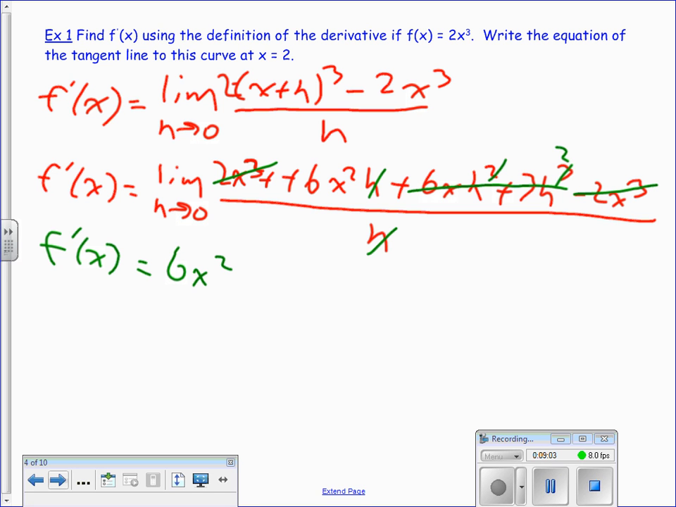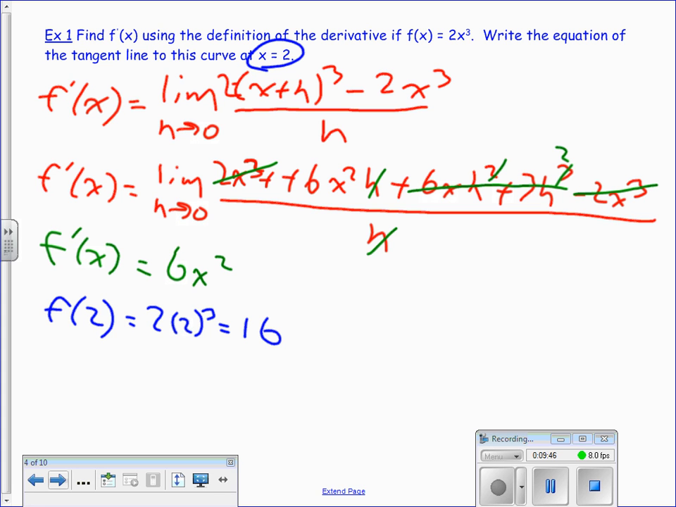Now, part 2 of this. Write the equation of the tangent line to the curve at x equals 2. So you need 3 things for a tangent line, right? X coordinate, y coordinate, and slope. We have the x coordinate. The x coordinate was given to us. How do you find the y coordinate? In the original problem, plug in 2 in the original problem. My y coordinate is f of 2. So that's 2x cubed, 2 times 2 cubed, which is 16, right?